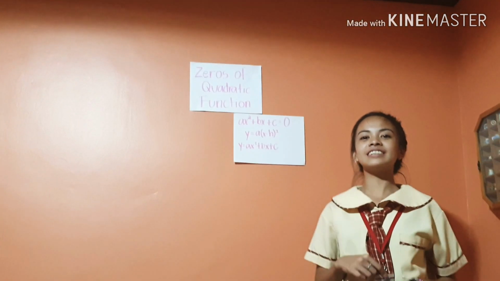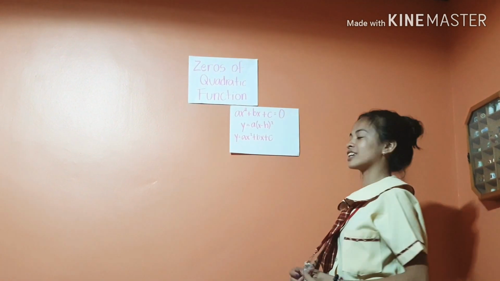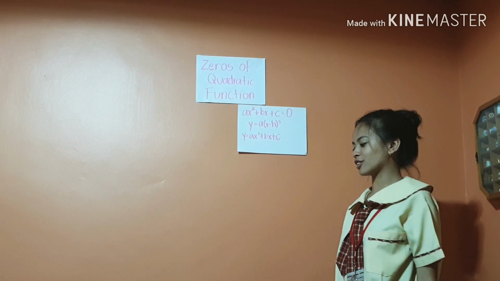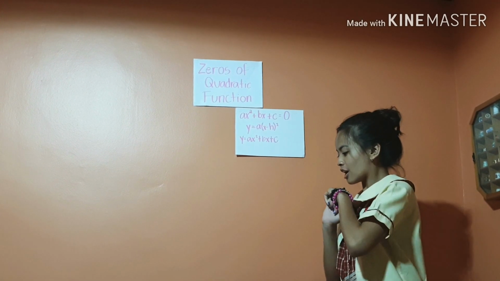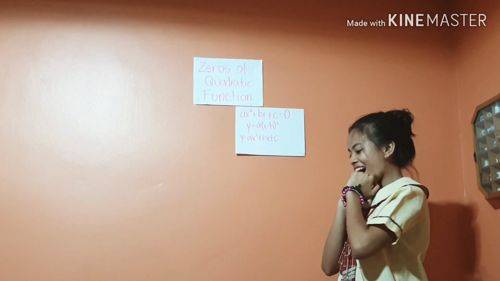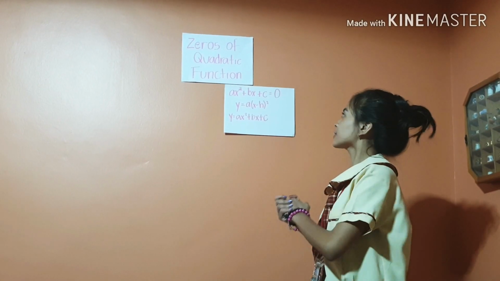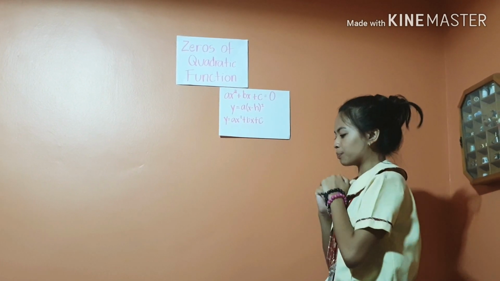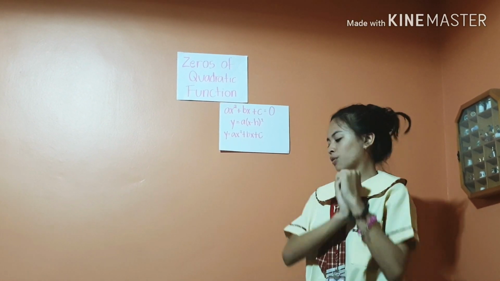Guys, I am Madrid Nardakis and I am your student teacher for the lesson Zeros of Quadratic Function. Before anything else, what is zeros of quadratic function? Zeros of quadratic function are the intersections of the parabola to the x-axis of the coordinate plane. The zeros of the quadratic function can be obtained by replacing y or f of x with 0.